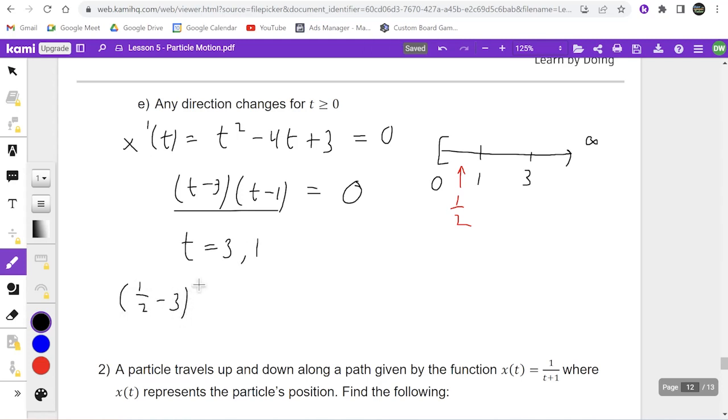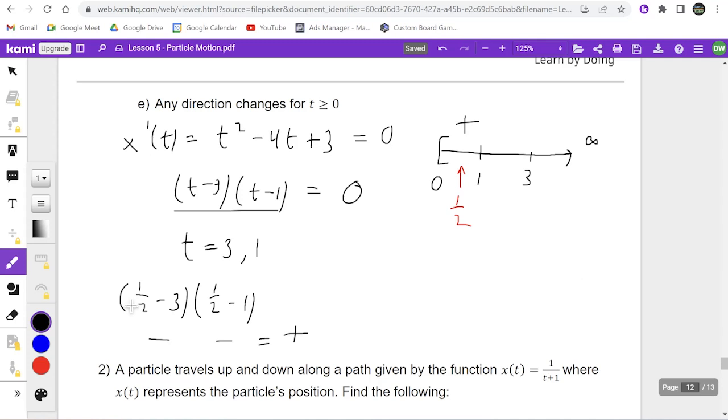1/2 minus 3 times 1/2 minus 1. I don't care what the number is. I don't care what the answer is. I just care that 1/2 minus 3 is a negative number, and 1/2 minus 1 is also a negative number. And a negative times a negative will give you a positive every time. In other words, anything between 0 and 1 will get me a positive answer. That's how I fill out my number line.